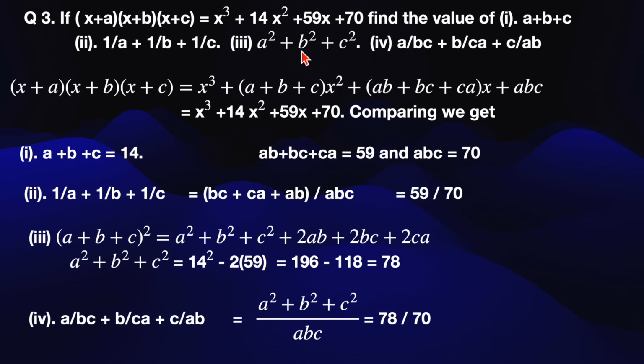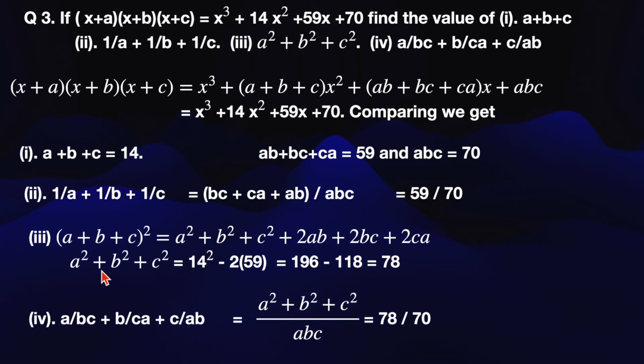For the third, a square plus b square plus c square, write down this formula. Okay, and if you take out 2 common here, in the bracket it will be ab plus bc plus ca. That's it. So what do you get? a square plus b square plus c square is this minus 2 into ab plus bc plus ca. So a plus b plus c the whole square is 14 square. We found it. And ab plus bc plus ca is 59. Substitute, we'll get the answer.